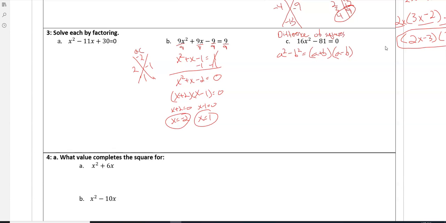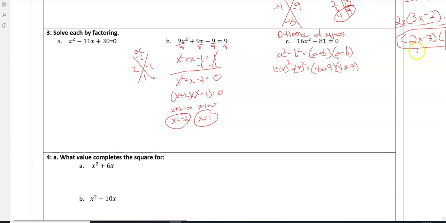All right. So if I were to square root this, I would get 4x squared, right? Because 4 squared is 16, and then x squared is x squared, 16x squared. 4x squared minus 9 squared, right? So my answer would be 4x plus 9, 4x minus 9, like that.